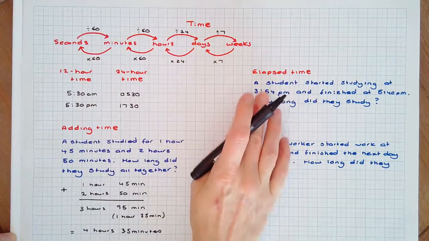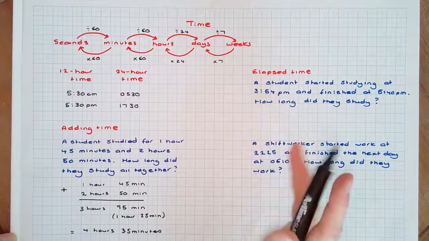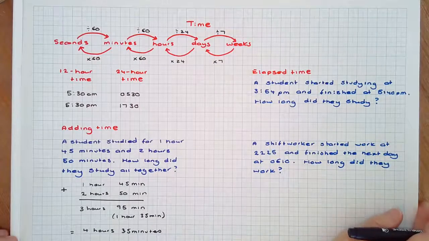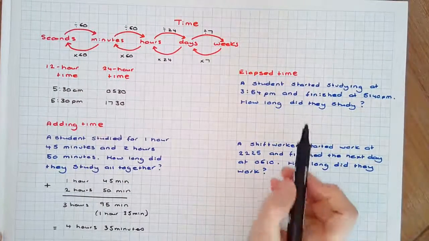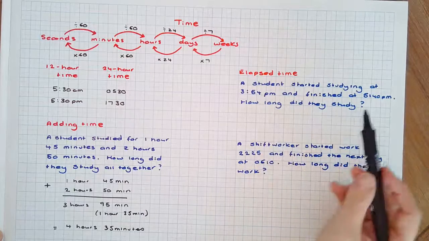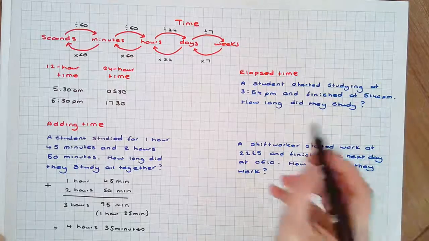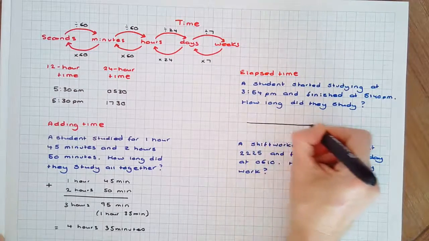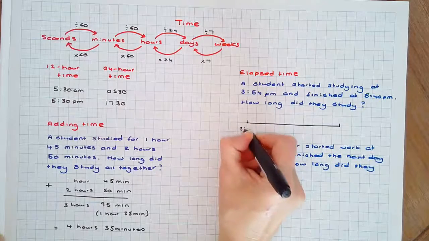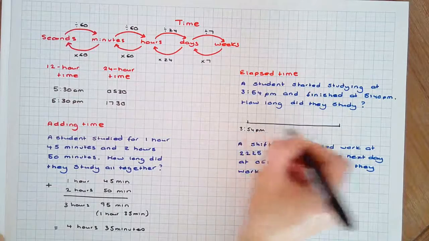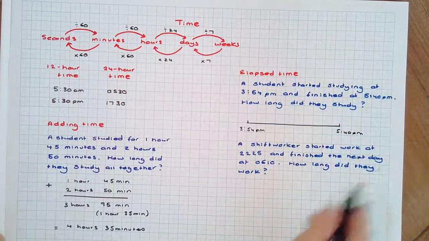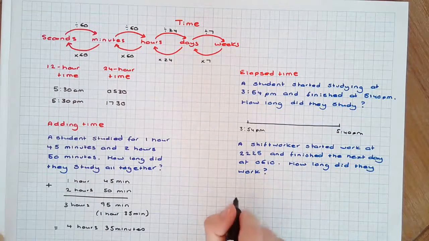When calculating elapsed time, it's easier to build up time to calculate. I use a number line that's not to scale. A student started studying at 3:54 p.m. and finished at 5:40 p.m. I'm going to draw a line, and they started studying at 3:54 p.m. and finished at 5:40 p.m. Again, nothing's to scale. Let's build up the time.